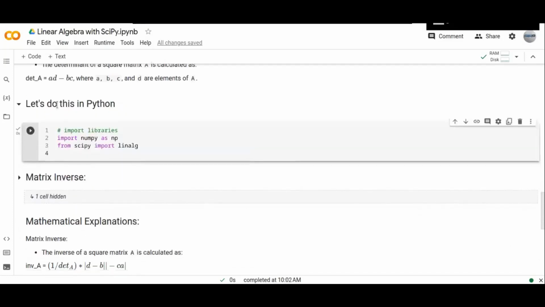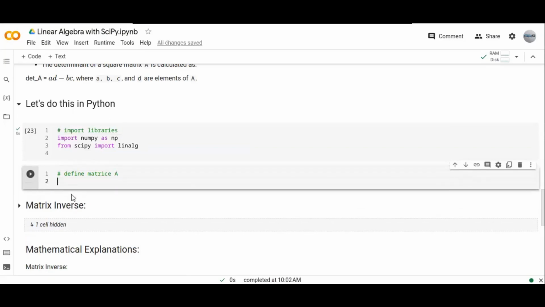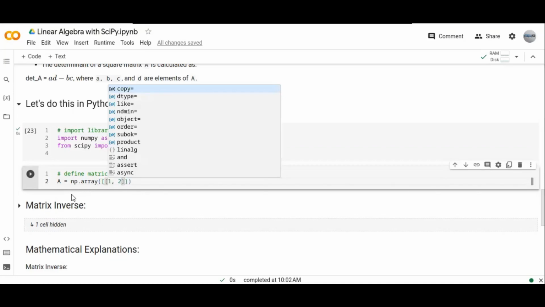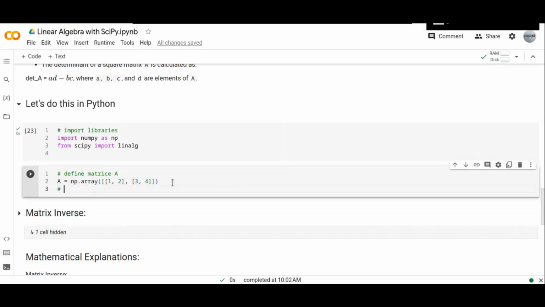Then once we import our module, let's define matrix A. The matrix A, let's say, is np.array 1, 2, and 3, 4. Now let's calculate, find the determinant of matrix A.